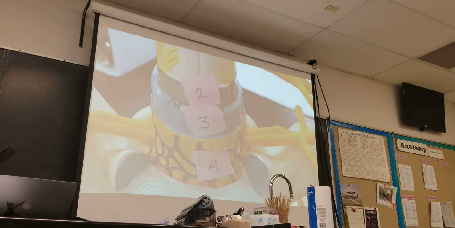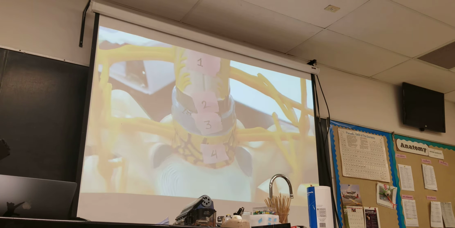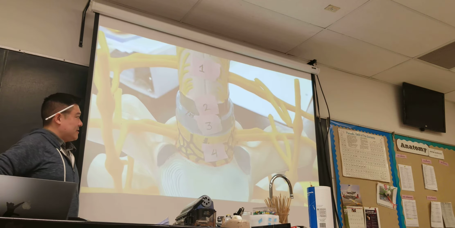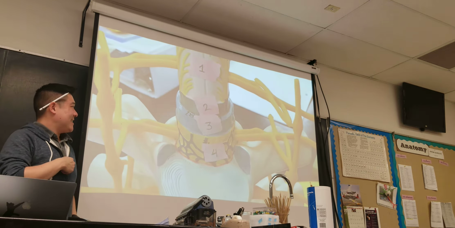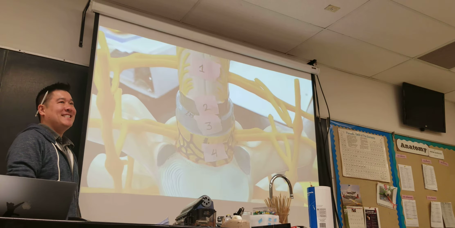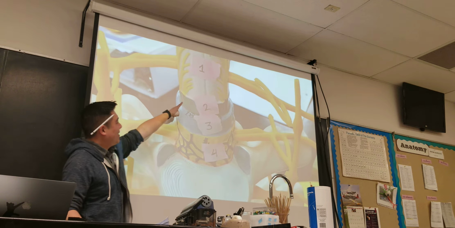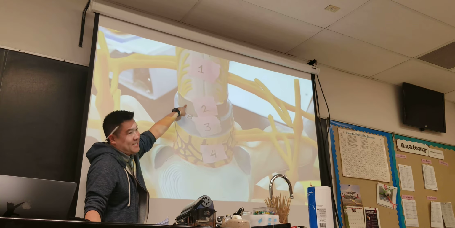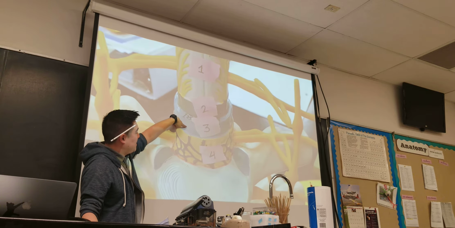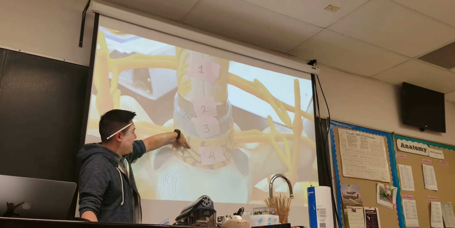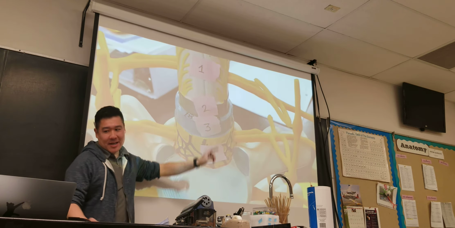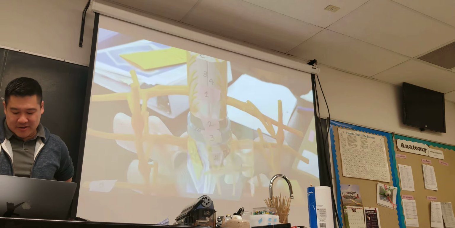2, 3, and 4 are the meninges. What type? The spinal meninges. Yeah. Okay, so 2 is which one? Pia mater, arachnoid mater, and dura mater. And number 1, those are white matter tracts.